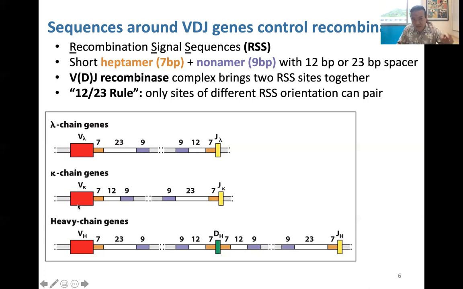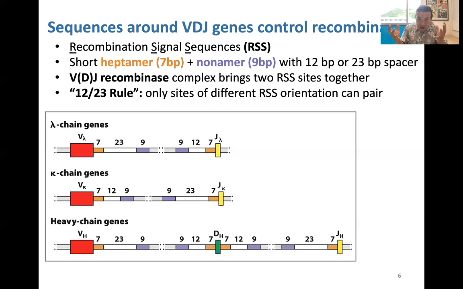Here you can see the same concept in the K chain and in the heavy chain. The heavy chain, again, has that extra green block, the D block. But you can see the D block is flanked on either side, 7, 12, 9 going off to the left, 7, 12, 9 going off to the right. So this is what we call the 12-23 rule. In other words, one of these sites that has a 23 base pair spacer in it is only allowed to pair up with another site that has a 12 base pair spacer in it. And that's how the cell manages to keep everything oriented correctly as it's joining these together.